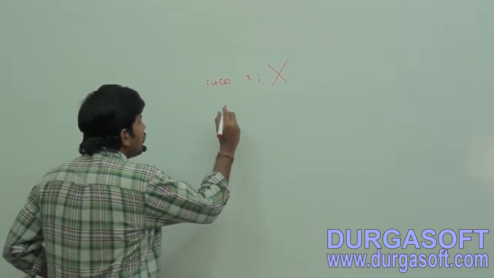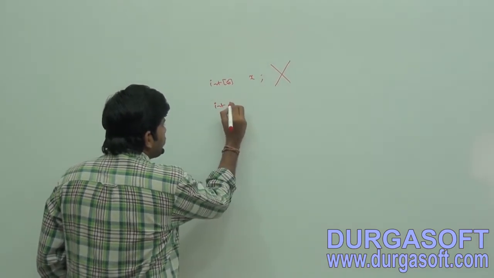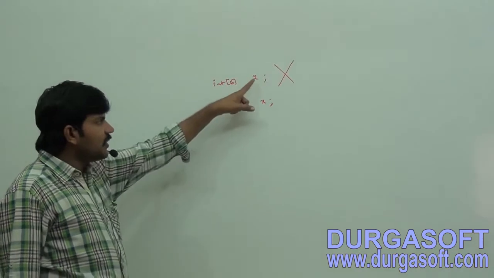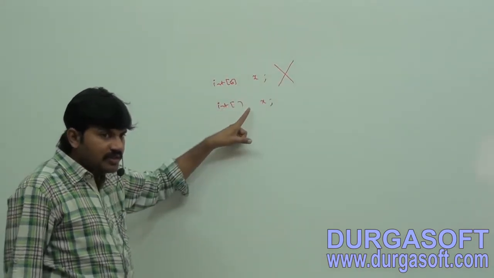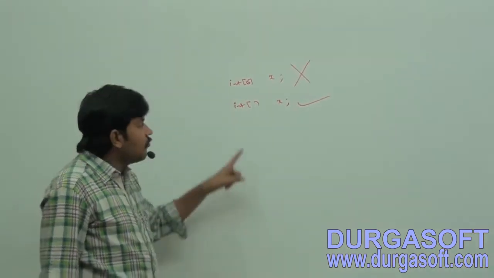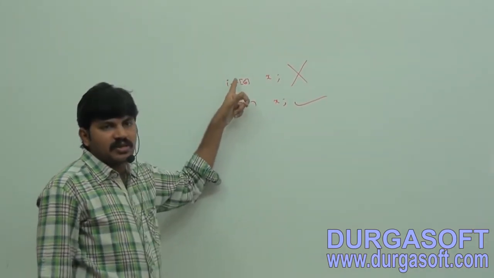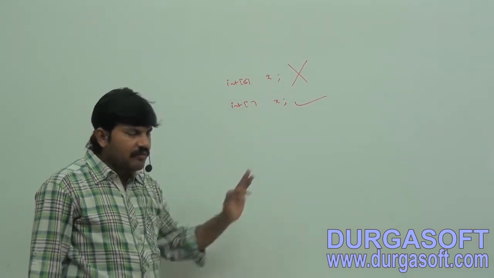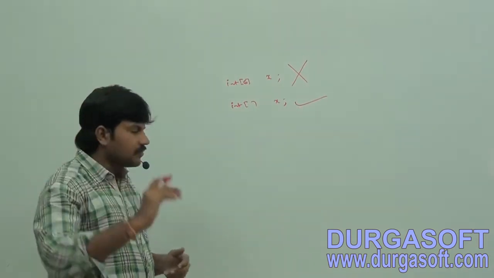So now, int array x. Can you tell is this one valid or not? Perfectly valid, because at the time of declaration we can't specify the size. Here we specified the size, that's why it is invalid. Here we are not specifying the size, that's why this is valid, right? I hope it is clear at this point.